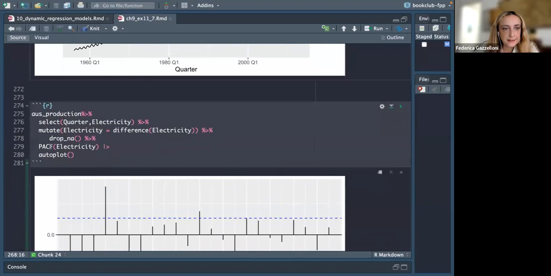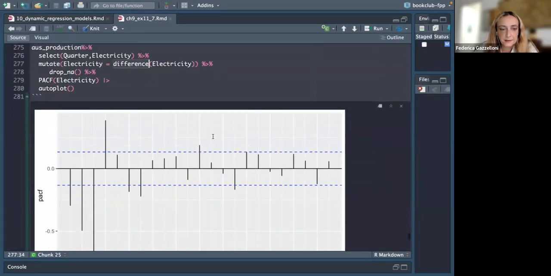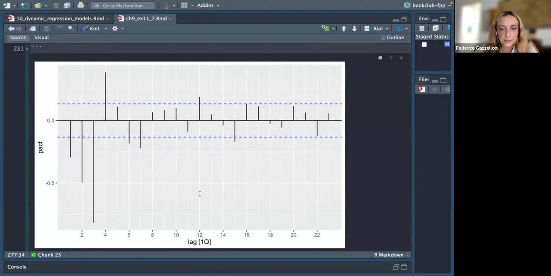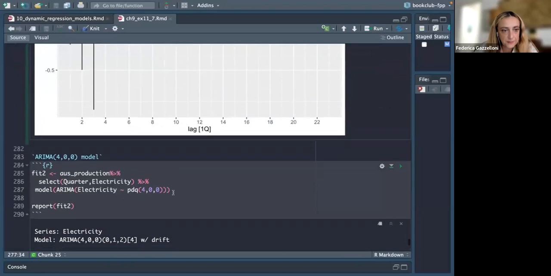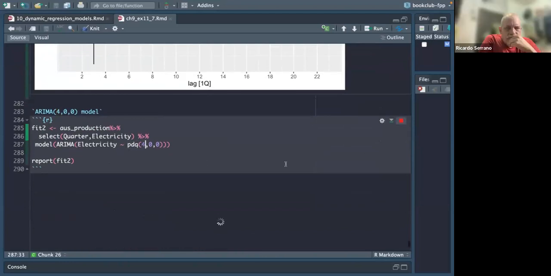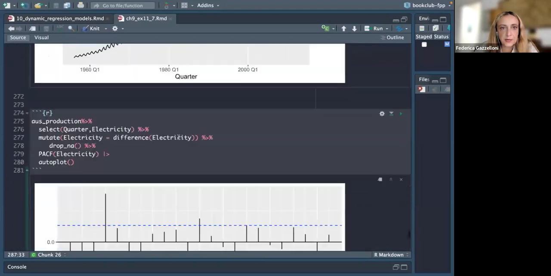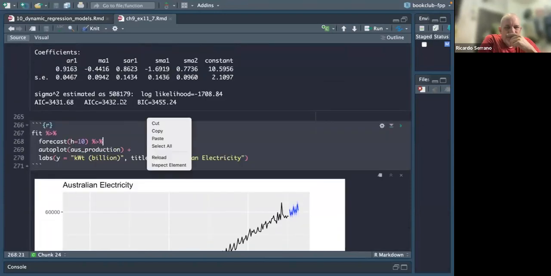Then I tried to see the partial autocorrelation, as I said, only on differencing, and so I found these values, these lags, and used an ARIMA with 4 here. Now I have an AIC centered of 3,400. You have to compare it with the ARIMA. So the ARIMA is still the best model.